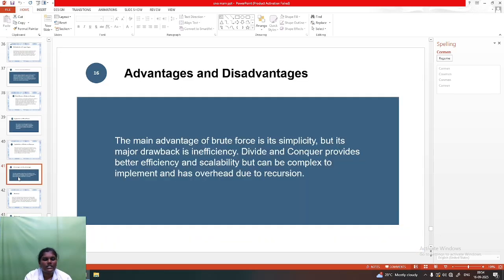So, advantages and disadvantages. The main advantage of brute force is its simplicity, but its major drawback is inefficiency. Divide and conquer gives better efficiency and scalability, but can be complex to implement and has overhead from recursion.